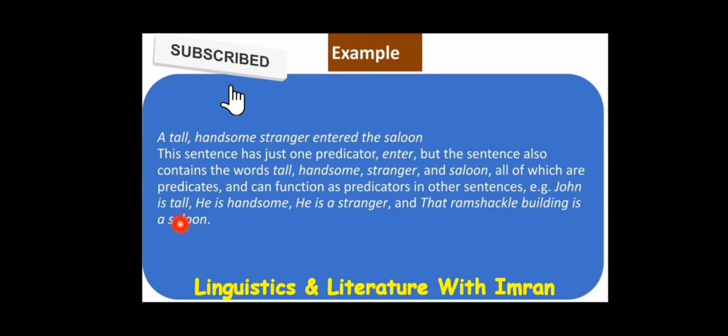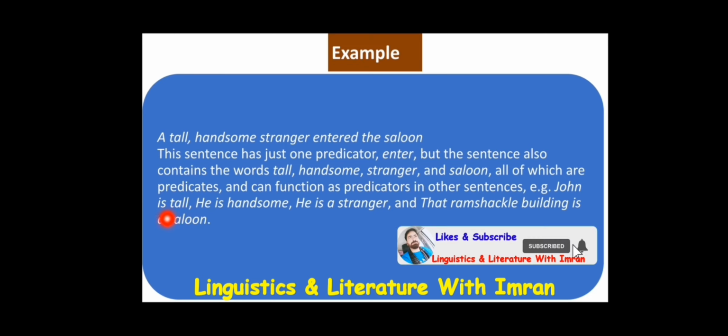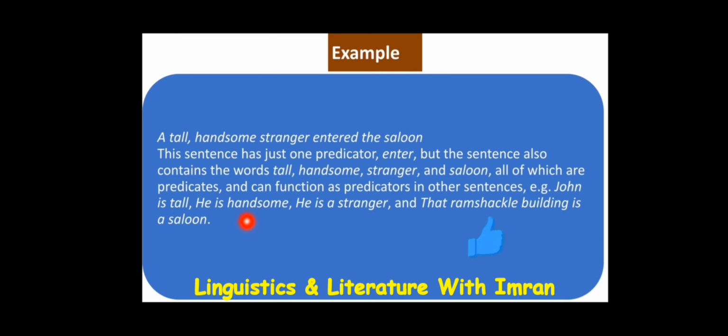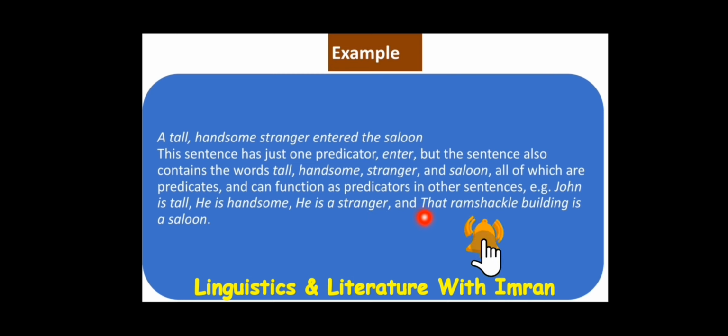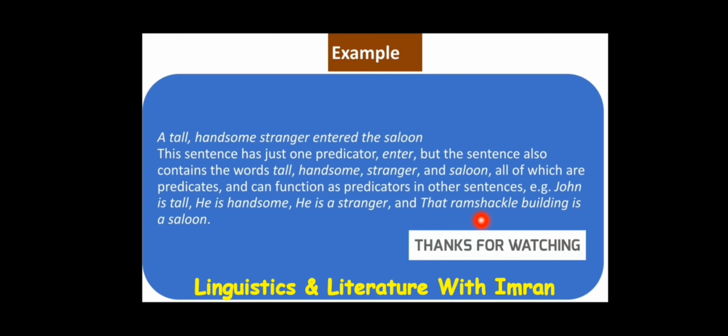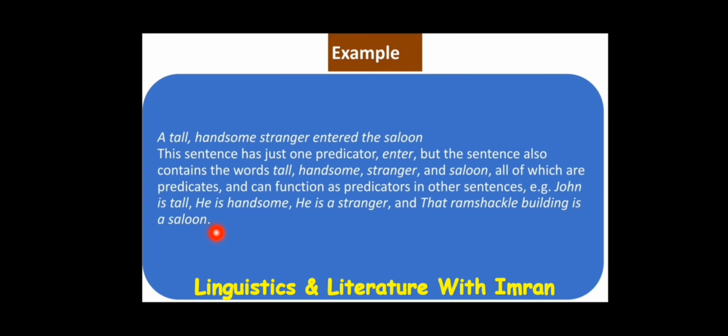For example, John is tall. Here tall is used as a predicator because it shows us the quality of someone who is tall. It is an adjective. Or he is handsome. Handsome here is used as a predicator. And he is a stranger. Stranger is used here as a predicator. And that building is a saloon. Again, here we can see that saloon is used as a predicator.